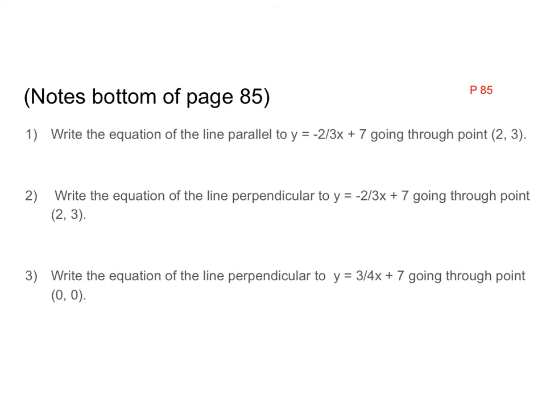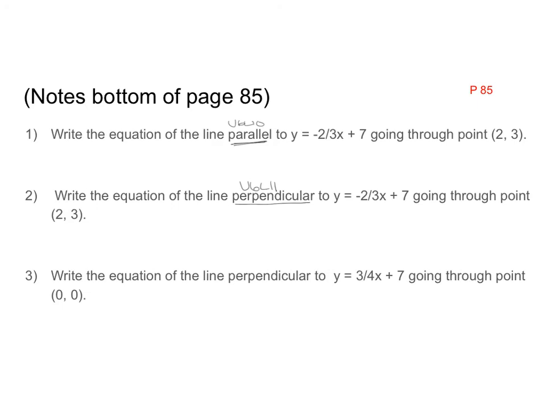Number 2 says, write the equation of the line perpendicular to y equals -2/3 x plus 7 going through the point (2, 3). Notice that these 2 sentences are the same. However, one asks for the line parallel. That's what we were doing in Unit 6, Lesson 10. And this one asks for the line that would be perpendicular to it. That's what we're doing in Lesson 11.